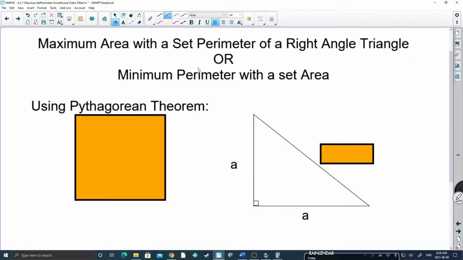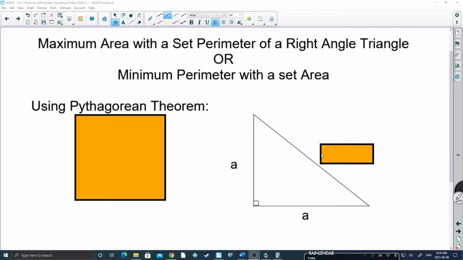So this is going to be how we find the maximum area that has a set perimeter or a minimum perimeter that has a set area. Both of those cases are going to be covered by these formulas. So the first thing I want you to notice is I've got a right angle triangle over here, and I've set both side lengths to be the same, and I called those side lengths A. Now I don't want to use numbers here, I want to use algebra, because if I can develop the two equations with algebra, that means any isosceles triangle can use these formulas, okay?